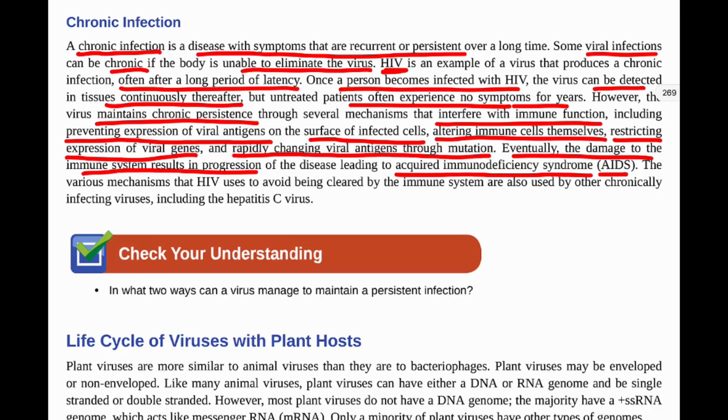It's no longer a latent kind of chronic infection. Now it has become AIDS. And the various mechanisms that HIV uses to avoid being cleared by the immune system are also used by others, like hepatitis C. So we see the same thing happening in hepatitis C, where it's a chronic infection. You can't ever get rid of hepatitis C, and it goes through similar changes, alterations, mutations, and things like that to maintain itself within the body to make sure that the body can't get rid of it.